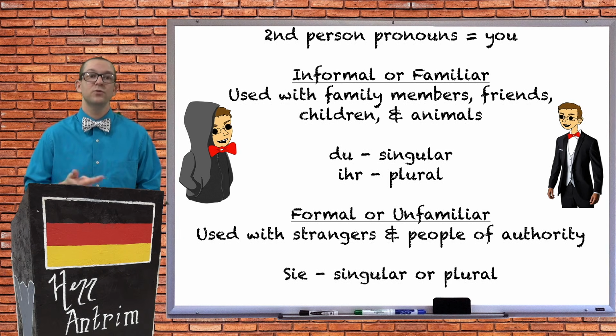Du and ihr are used with people with whom you are familiar. This includes family members and friends, but also children, even if they're not your own, and pets or just animals in general. Du is used to address one person, and ihr is used to address more than one person. Sie is used with people that you don't know well, or people of authority. This one again could be singular if you're addressing one person, or plural if you're addressing multiple.